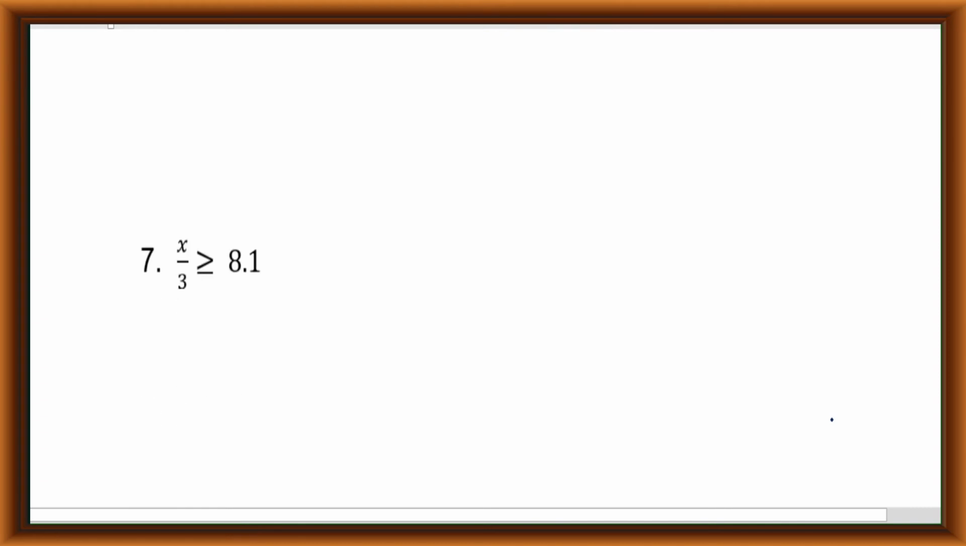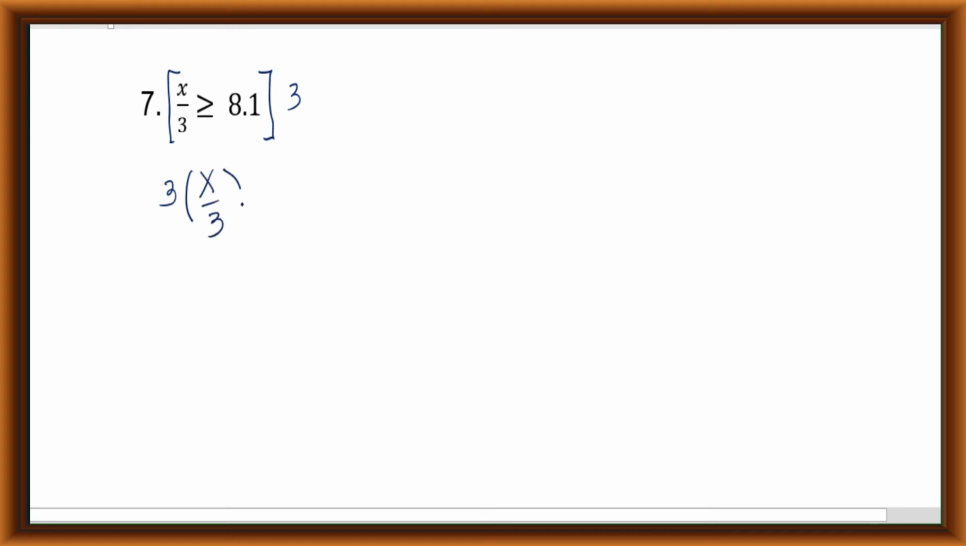Let's move on to item number 7. So we have here x over 3 is greater than or equal to 8.1. So what we're going to do is multiply both sides of the inequality by 3. So I have 3 times x over 3 is greater than or equal to 3 times 8.1. So we have here x is greater than or equal to 24.3.